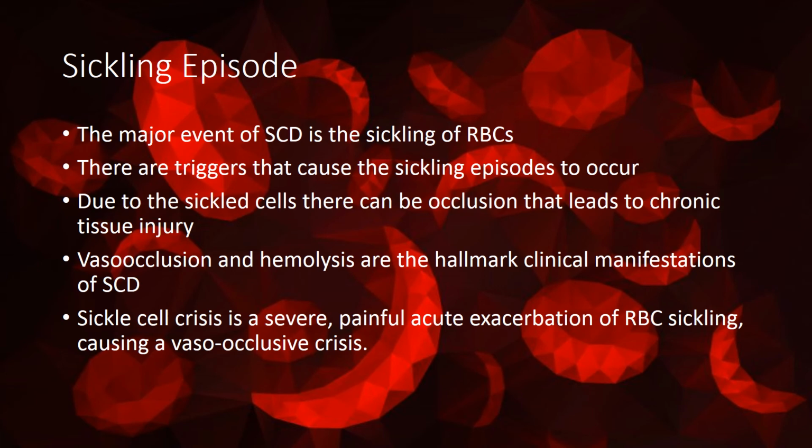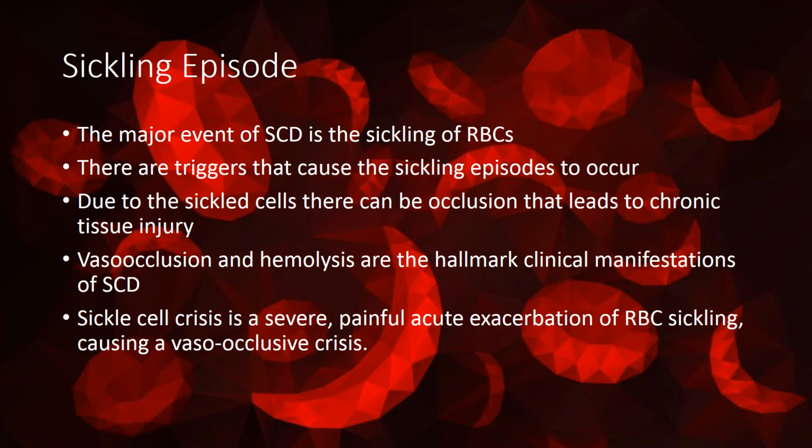And sickle cell crisis is a severe, painful, acute exacerbation of the red blood cell sickling, and this causes a vaso-occlusion crisis. And so during sickle cell crisis, the blood flow is impaired by the sickle cells, which causes vasospasms that further restrict the blood flow. And so during this, the tissue can experience ischemia, there can be infarction, necrosis can eventually occur, and this is all due to the lack of oxygen.